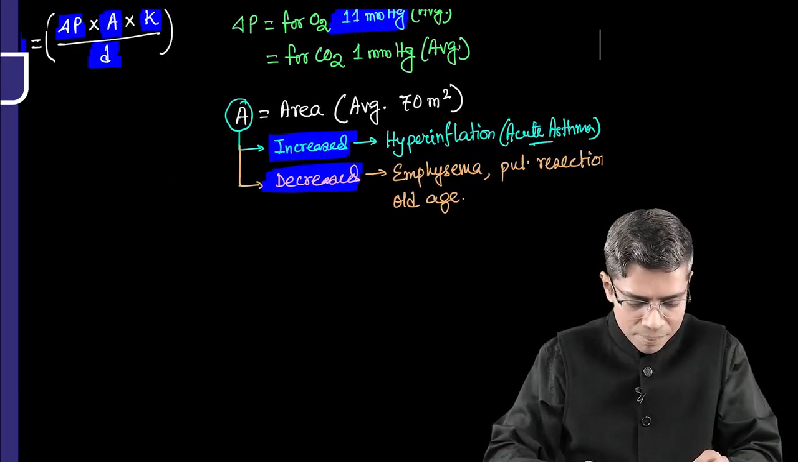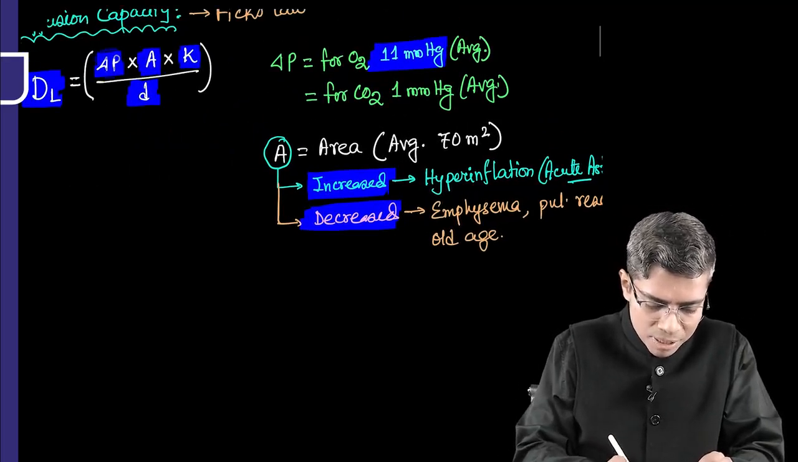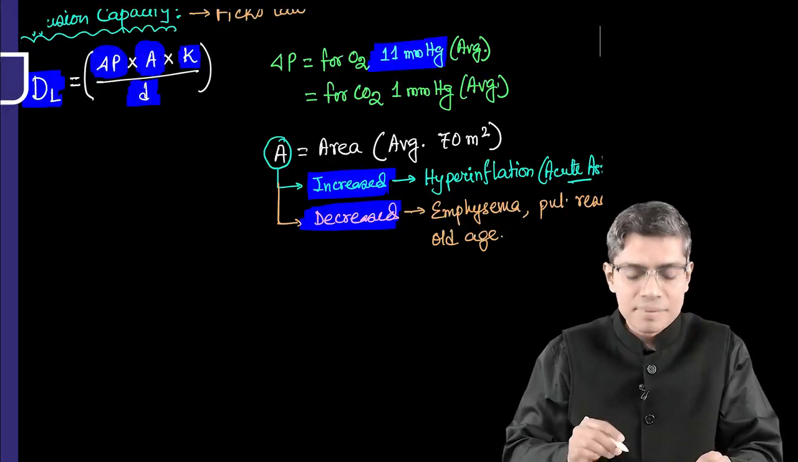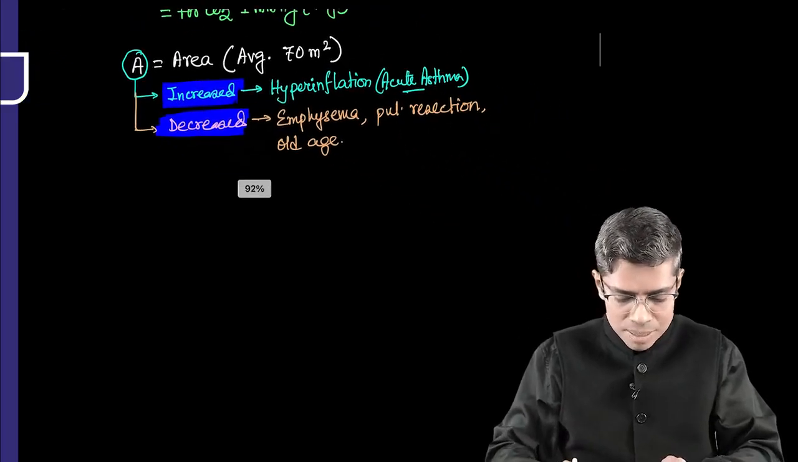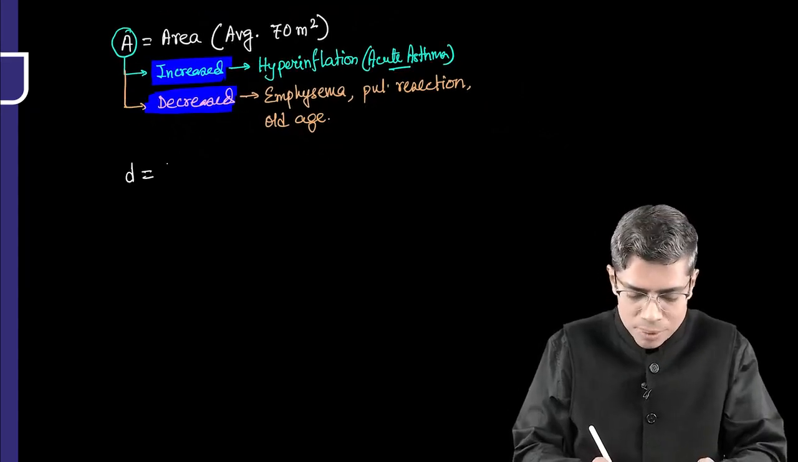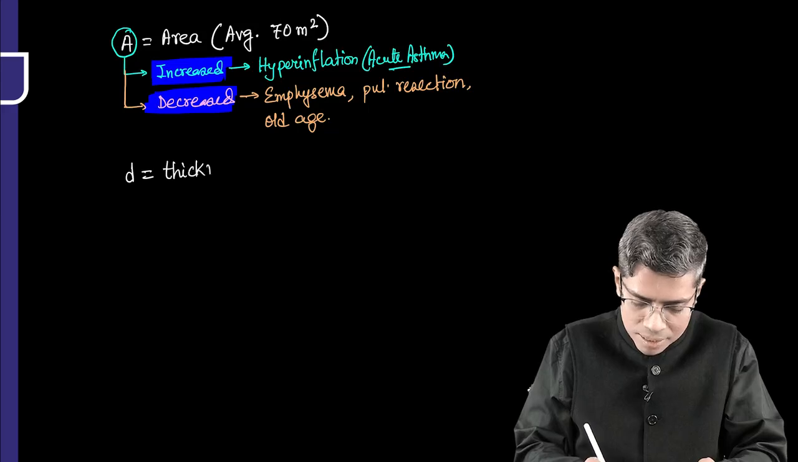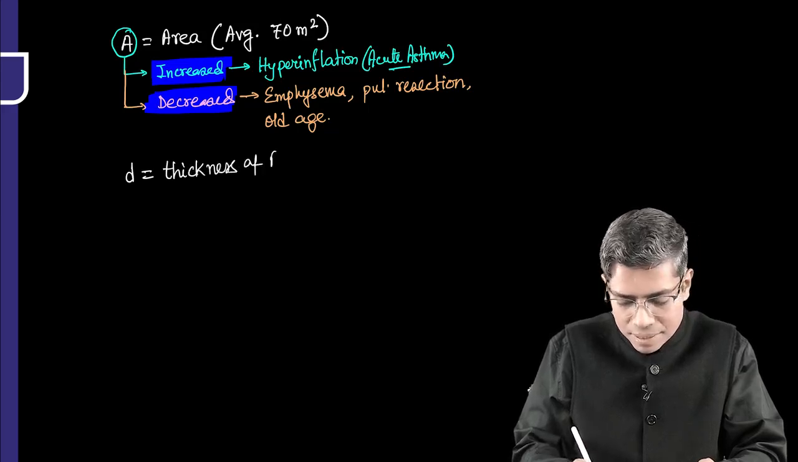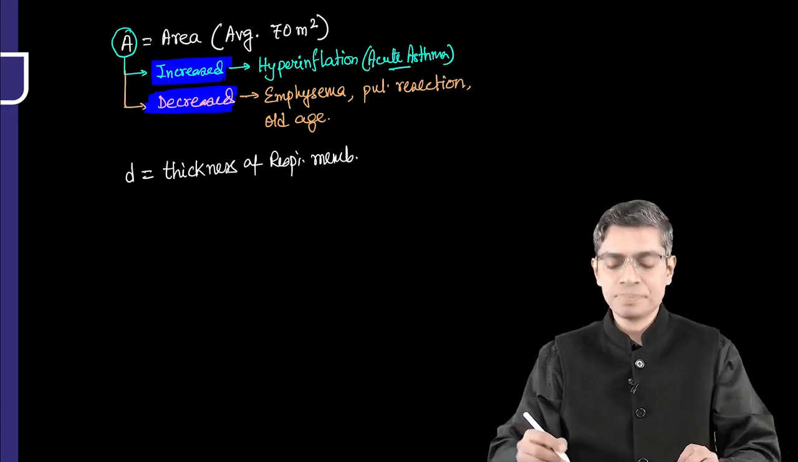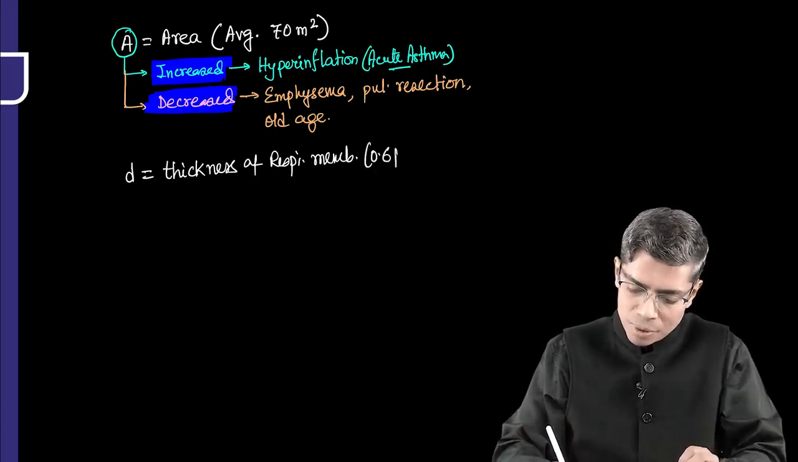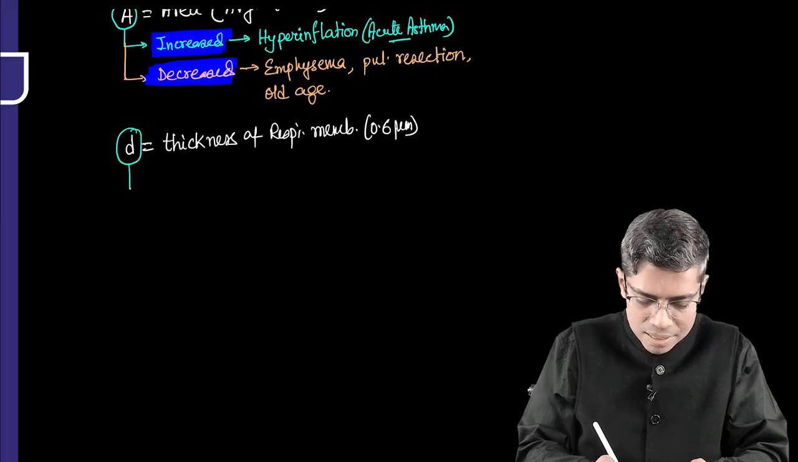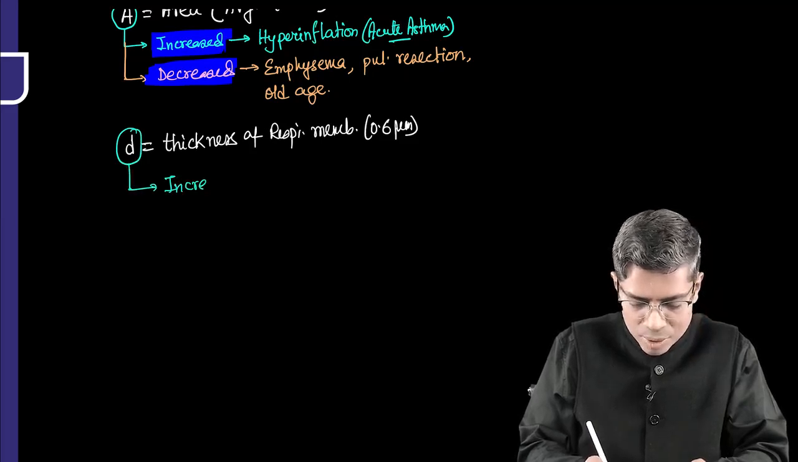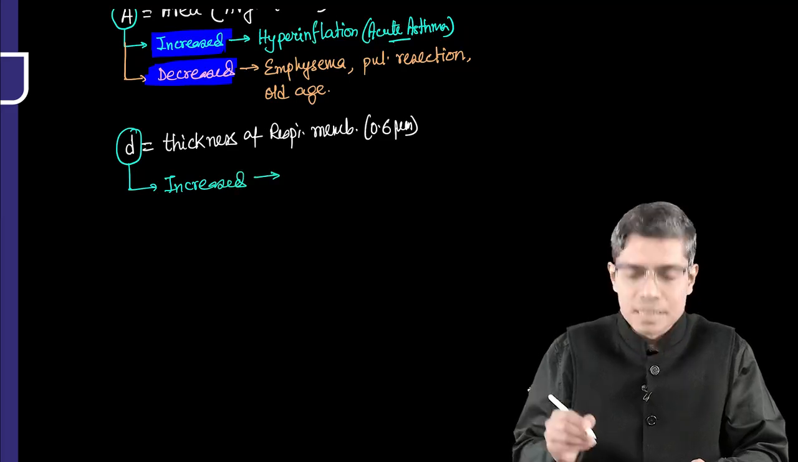So we have discussed so far how delta P affects the diffusion capacity, then how surface area A affects it. Then I will discuss K, but before K I am discussing D. I told you that small d is nothing but the diffusion distance, which is the thickness of the respiratory membrane. On average, normally this is 0.6 micrometer, but this thickness can be increased in certain disease conditions.